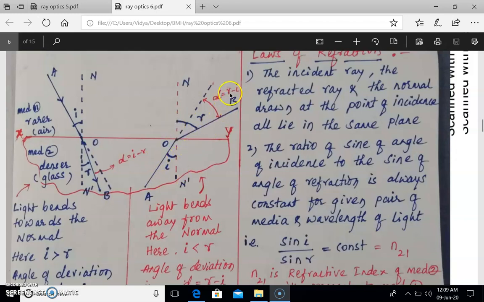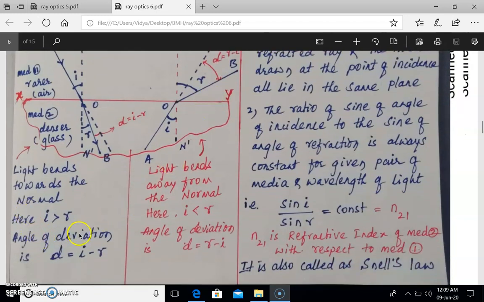The difference between the angle of incidence and angle of refraction is called the angle of deviation. In other words, the angle through which the light bends. Here I is greater than R. Angle of deviation D is I minus R. When light bends away from the normal, angle of incidence I is less than angle of refraction, and the angle of deviation is R minus I, angle of refraction minus angle of incidence.